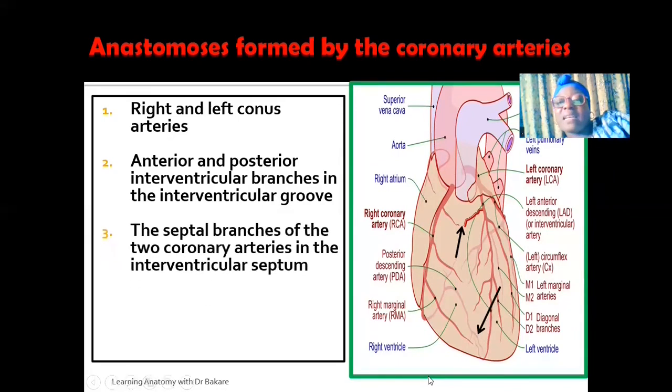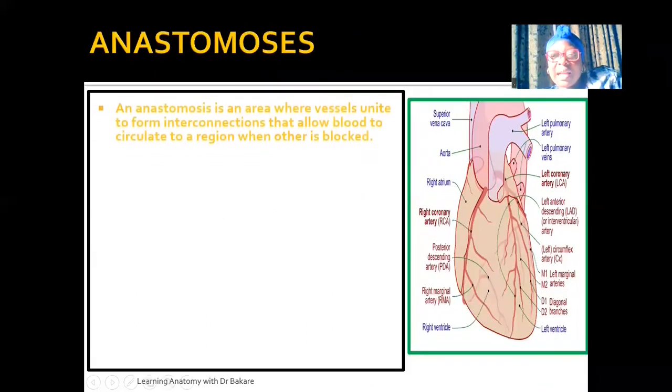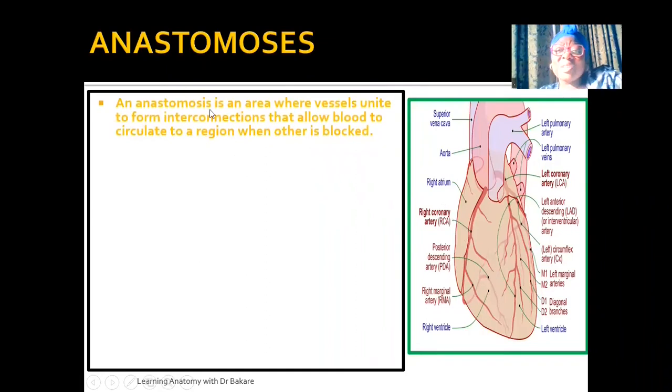Then we have another anastomosis from the septal branches, which emerge from the right and the left coronary artery, supplying the interventricular septum. So we have anastomosis also created between the septal branches. Anastomoses are interconnections between the walls of the vessels, so that if one region is blocked, blood will be able to get to that region through the supply from the other vessels. So that is the essence of anastomosis.